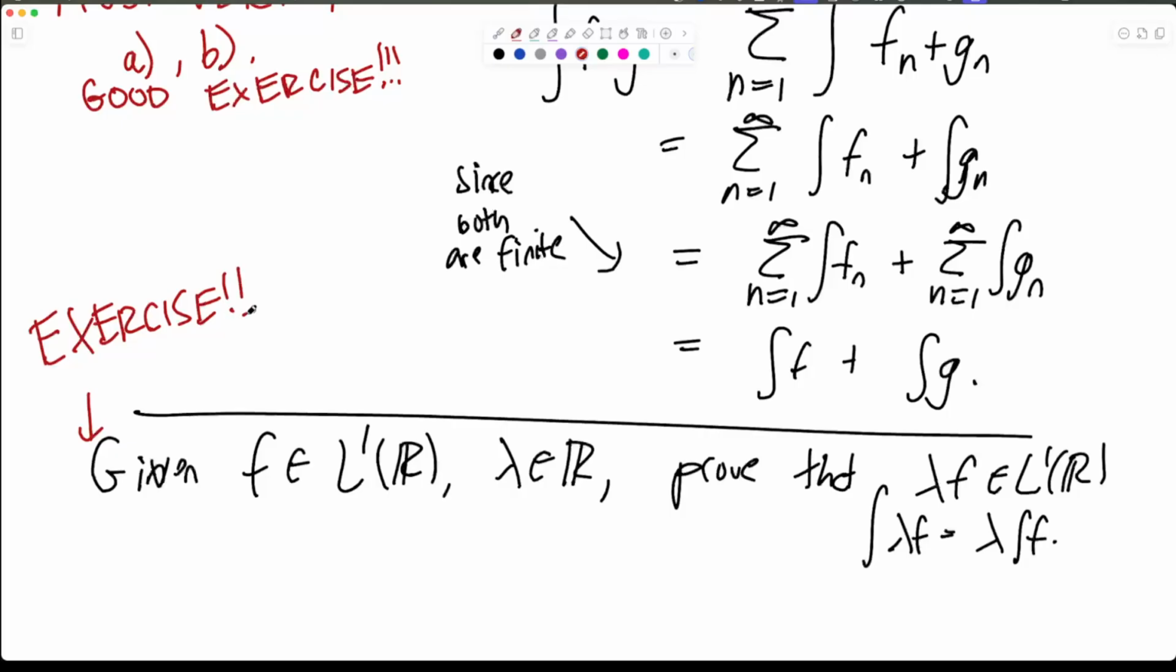Okay, and this is a really good practice with, in this course, what does it mean to be in L1? Right, you have to use the definition as part of what you're given, and as part of what you're checking, you need to know both sides. Okay.